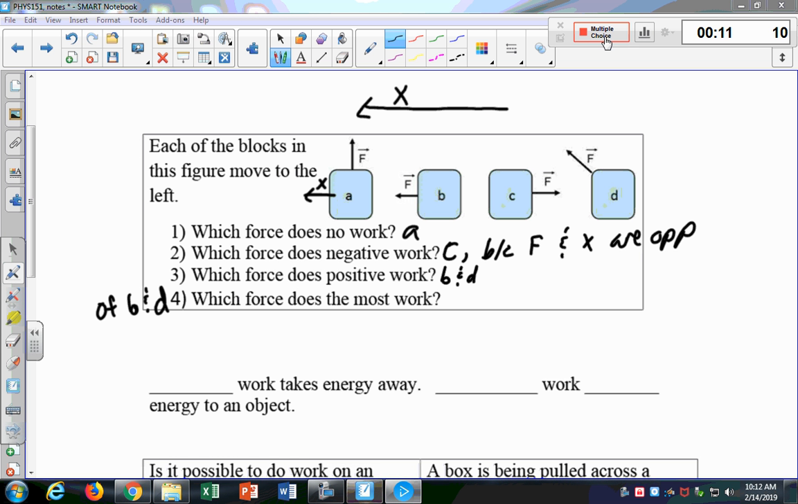Now I assume the vector is the same length. I'm not sure that it is in this figure. But the vector here is the same magnitude as the vector here. Which of those forces do the most work? Is it either B or D? They're the same magnitude of force, right? Say they're both 10 newtons, and I want to know which one does the most work.